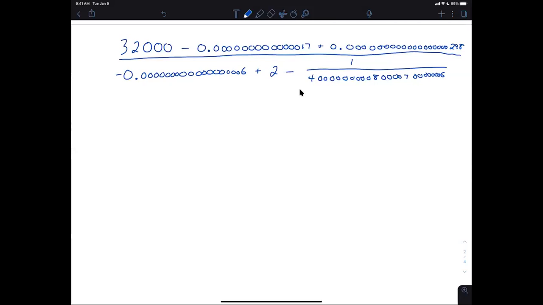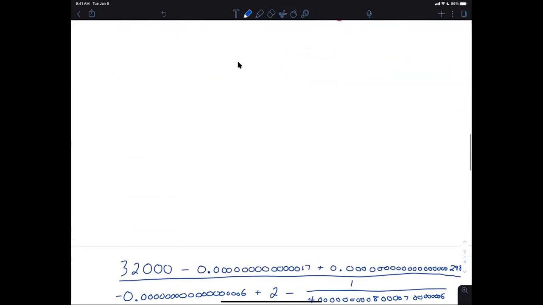Because the top is pretty much 32,000, right? In comparison to 32,000, this is nothing. And this, I don't even know how to read that number. That's nothing. And same here, this bottom, it's 2. 2 minus this is 1.99999, whatever. And then 1 over that is 0.0 whatever. The bottom is basically 2. So this is basically 16,000. Probably most calculators, if you type this in, would give up and just give it 2. It'd lose the decimals. I don't know if that's true, but it'd be pretty much 2. Does everybody see why? Everybody get that? Okay. So this is pretty much 32,000 over 2, which is 16,000.